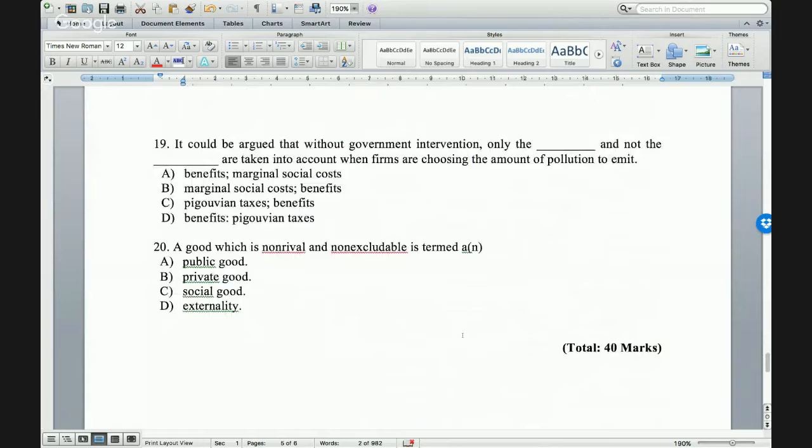So question 19. It could be argued that without government intervention, so here we have externalities and public goods. Without government intervention, so it's fill in the blanks. Okay, right.